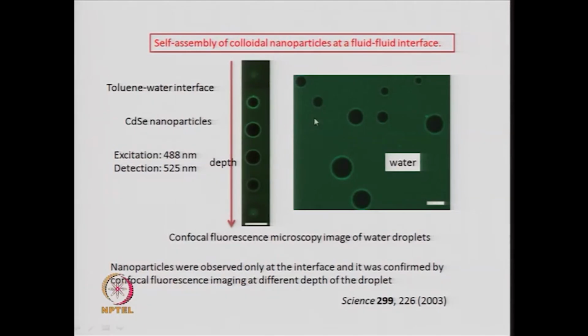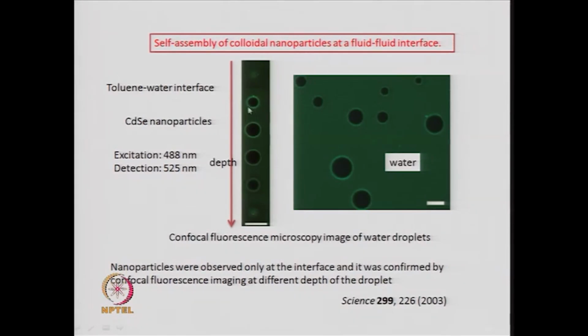So, the two liquids here are toluene and water. Toluene is an organic solvent, it is non-polar, water is polar, and they are not miscible, and so when two liquids which are immiscible meet, they make an interface. And what happens if you add some cadmium selenide nanoparticles? These cadmium selenide nanoparticles will form an assembly at the toluene water interface.